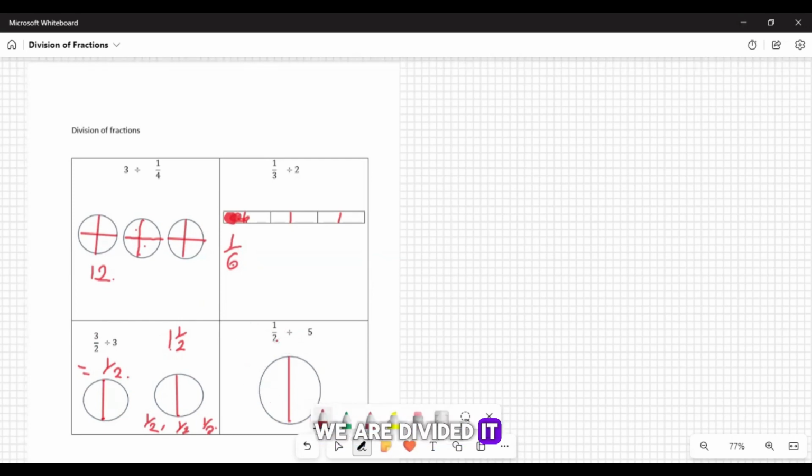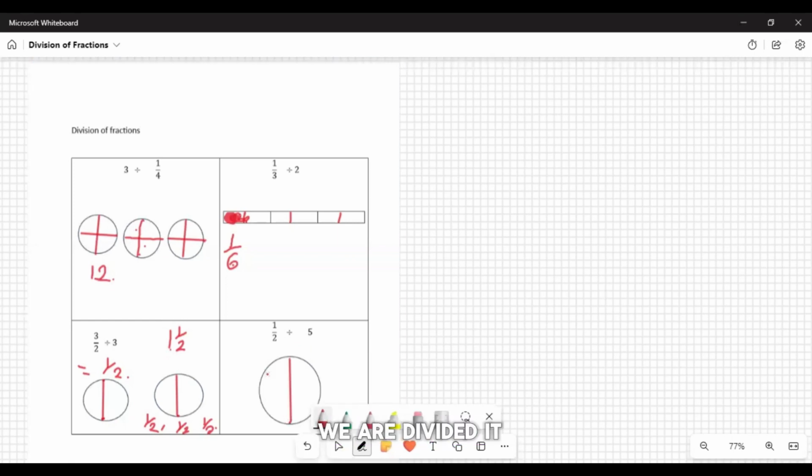Half, we are dividing it by 5. So we are dividing it into 5 equal parts. So this is 1, this is 2, this is 3. This is not drawn to scale, but it has to give an approximation. So let me clean and we'll try to draw it again.